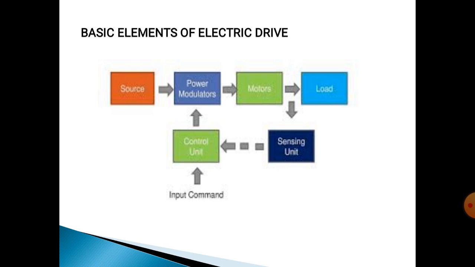Very low power drives are generally fed from a single phase source. That means for very low power we use a single phase supply. The rest of the drives are powered from a three phase source. Low and medium power motors are fed from a 400 volt supply. High rating motors may be rated at 3.3 kV, 6.6 kV and 11 kV. That means 11 kV is 11,000 volts.